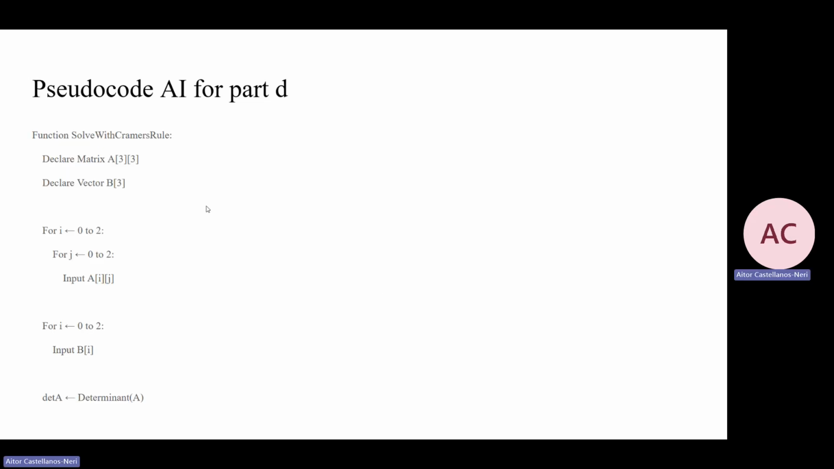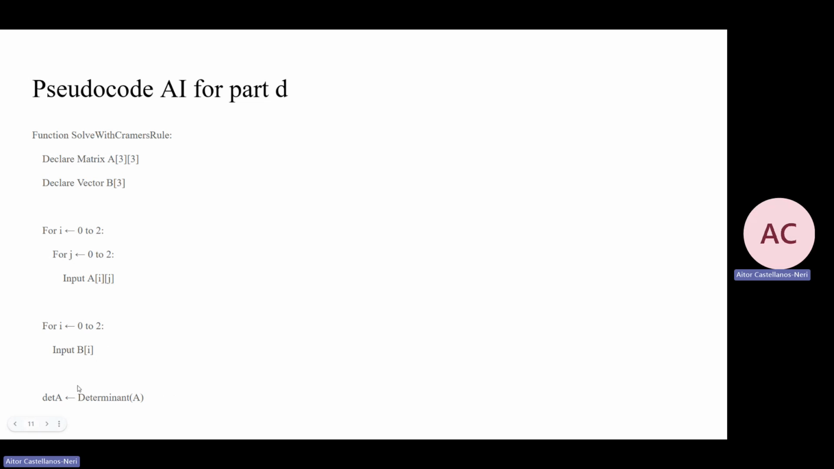So yeah, here's the pseudocode for part D. Obviously, first we're declaring the matrix, as I mentioned before. I just wanted to give it something specific, so I decided the 3x3 was fine. So it stores the coefficients of the three equations, and the right-hand side constants. So there you go. Here it collects the user input for A, and then the user input for B.